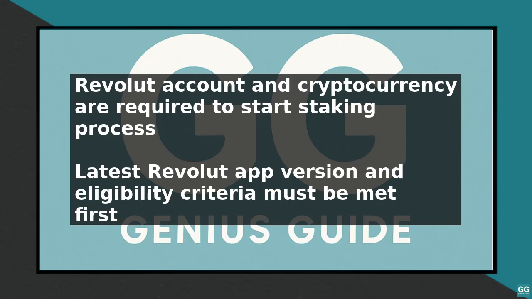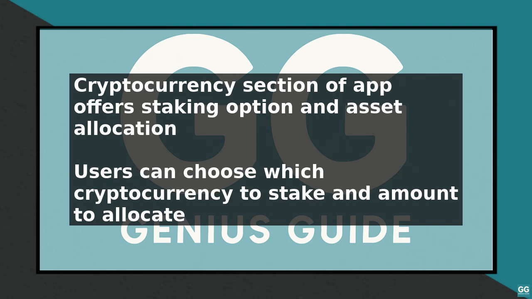The first step is to ensure you have the latest version of the Revolut app and that you are eligible for staking. Once you have met the eligibility criteria, navigate to the cryptocurrency section of the app, where you will see the staking option. Here you can choose which cryptocurrency you want to stake and the amount you want to allocate.